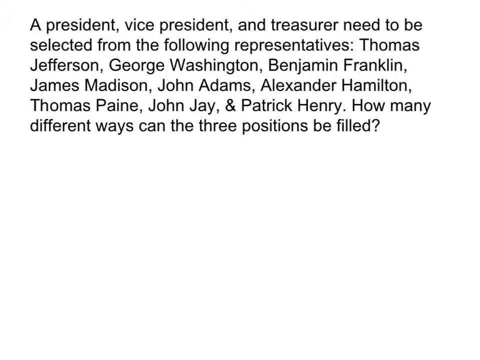Our problem says that a president, vice president, and treasurer need to be selected from the following representatives: Thomas Jefferson, George Washington, Benjamin Franklin, James Madison, John Adams, Alexander Hamilton, Thomas Paine, John Jay, and Patrick Henry. How many different ways can the three positions be filled? And so what's important here is that we have 3 spots to fill. And I need to think about, okay, what are the different ways I can fill each spot?